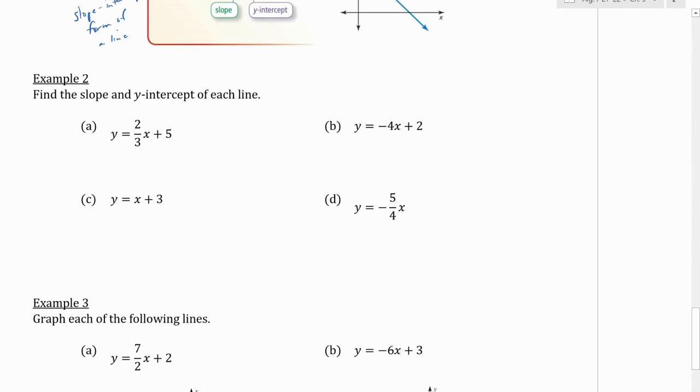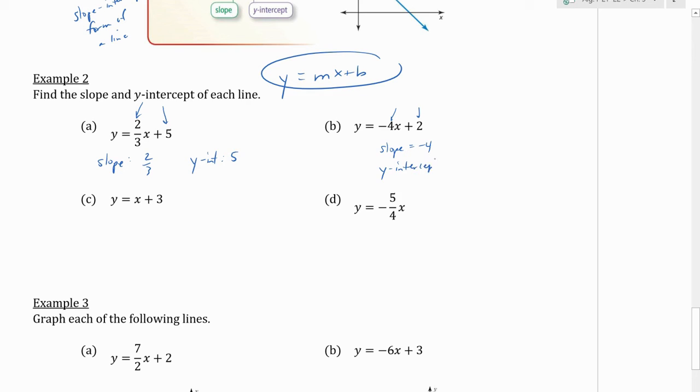Okay, so sometimes I'm just going to ask you, give me the slope, give me the y-intercept. So y equals mx plus b. Slope, y-intercept. So the slope, and I guess we should probably write that out. Slope is 2/3. Y-intercept is 5. Slope m, b. So the slope is negative 4. The y-intercept is 2. There's a 1 right there.